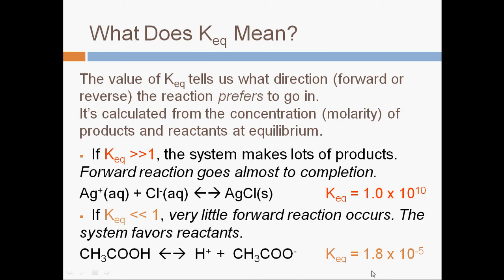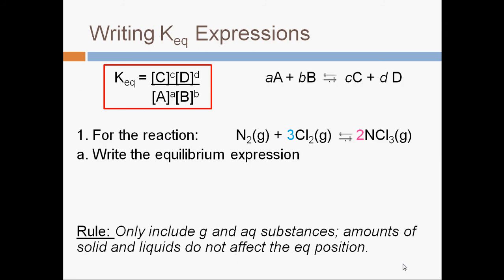Okay, so that's the physical meaning of an equilibrium constant. It just tells us whether we're going to find more reactants or more products. Now, if we want to calculate the equilibrium constant for a given reaction, what we have to do is look at the substances in that reaction and look at the coefficients out in front of each substance in the balanced reaction.